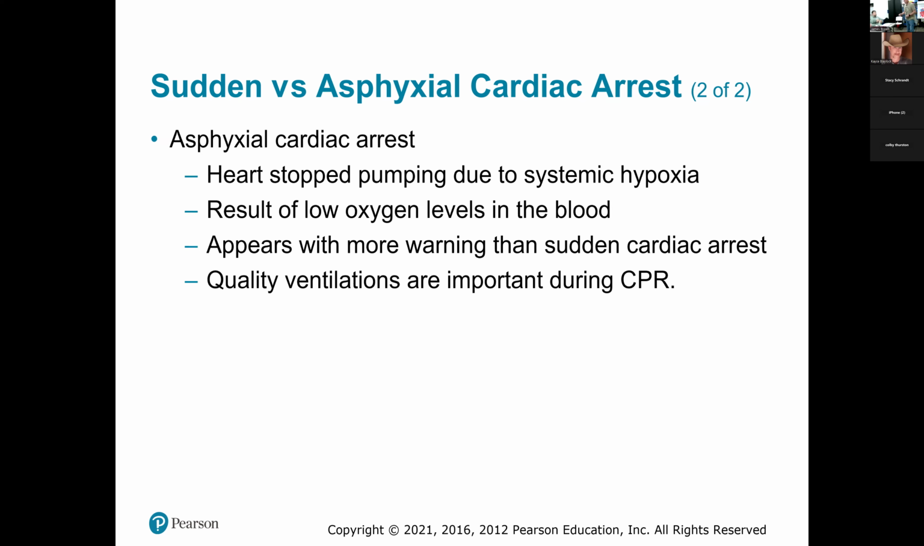Good. So with kiddos, a lot of their cardiac arrest issues come from respiratory arrest. Usually, if a kid's in cardiac arrest, it's because they went into respiratory arrest first. So, what are you doing?